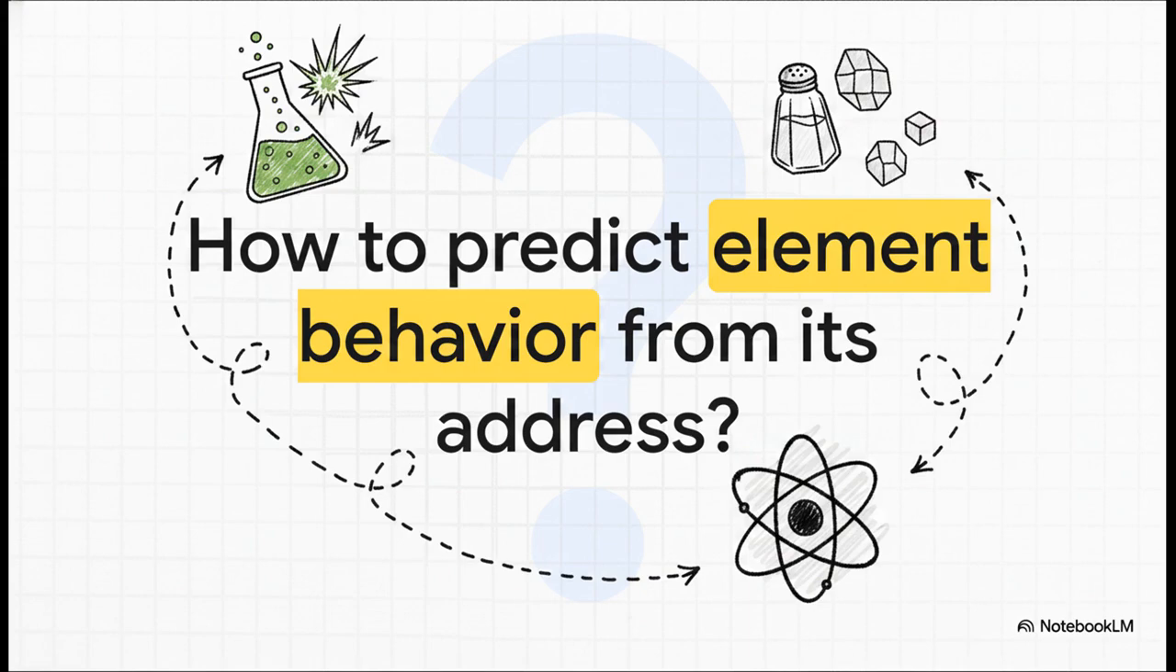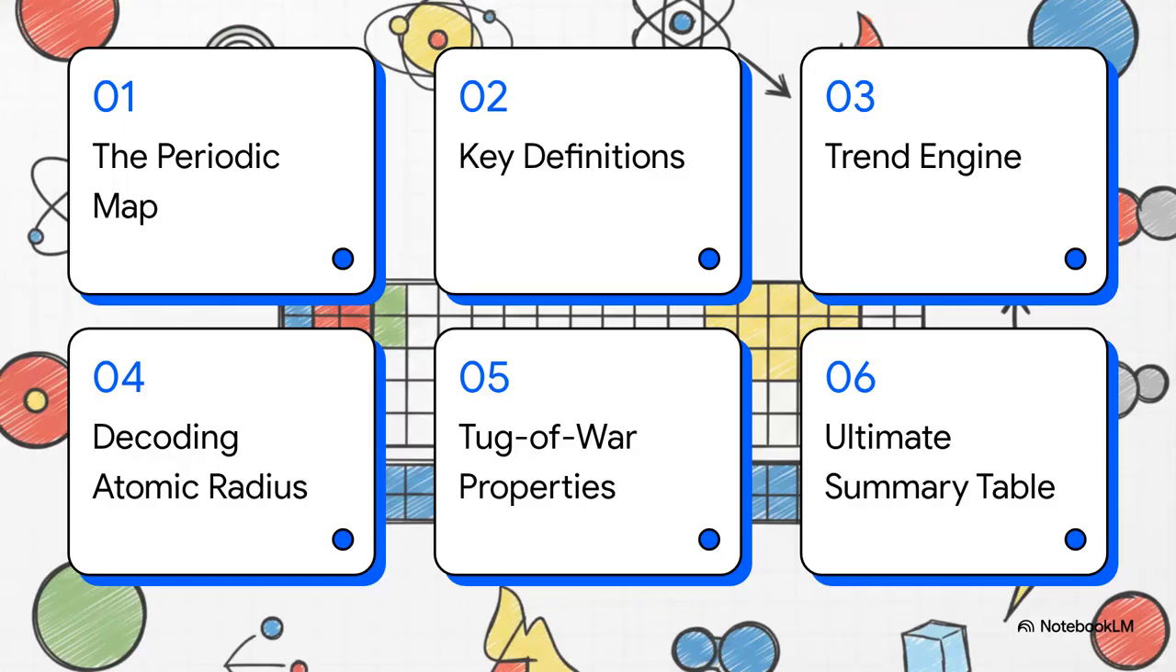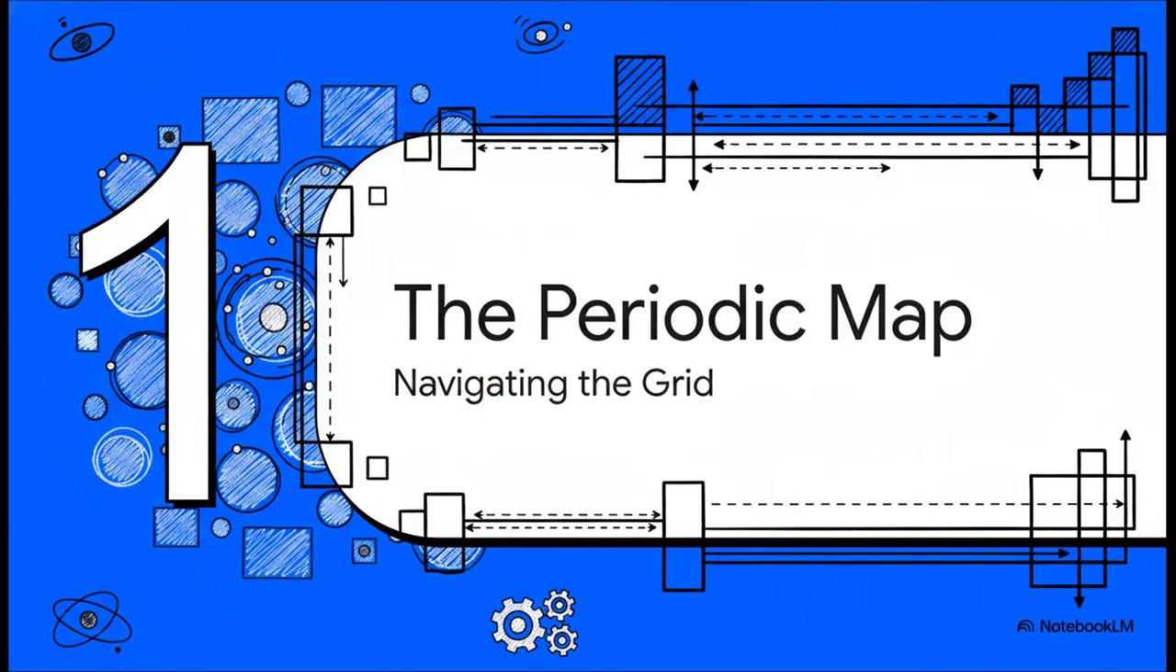Here's our roadmap for mastering the table today. We'll hit up the periodic map, dive into key periodic definitions, and uncover the engine behind the trends. Then we'll decode the atomic radius, check out the tug-of-war properties, and finally wrap the whole thing up with an ultimate summary table. All right, let's kick things off with part 1, the periodic map.